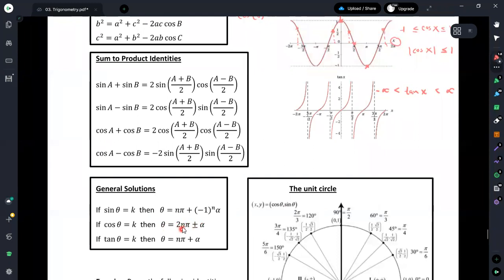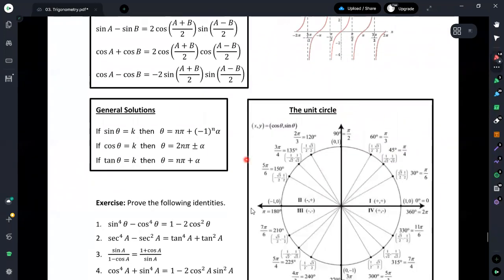If you specify the value of n, then within a defined region we can identify the specific solution for this function. Otherwise, we have to show it as the general solution. And for tan theta equals k, the value of theta is obtained as n pi plus alpha. Therefore, these are the equations we use to obtain the general solutions for sine theta equals k, cosine theta equals k, and tangent theta equals k.